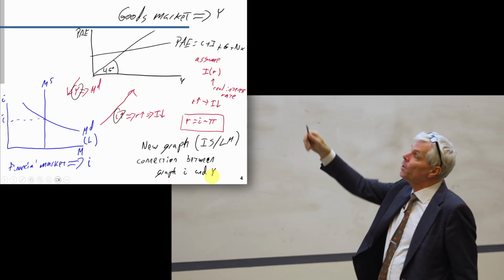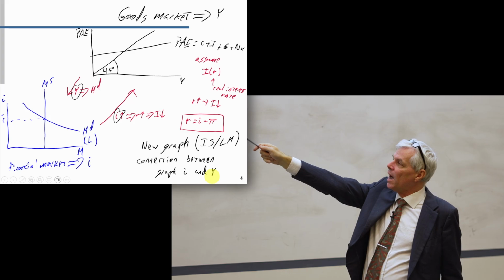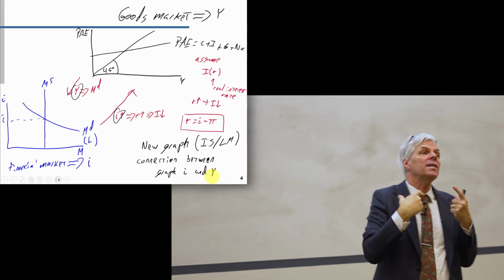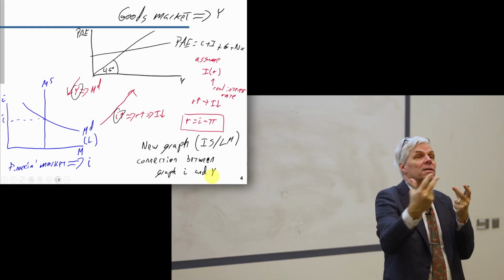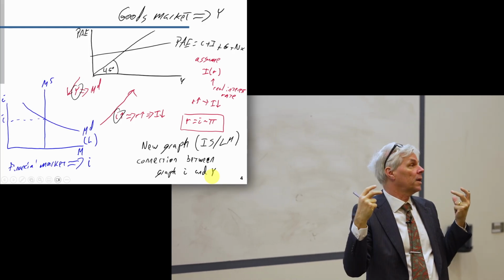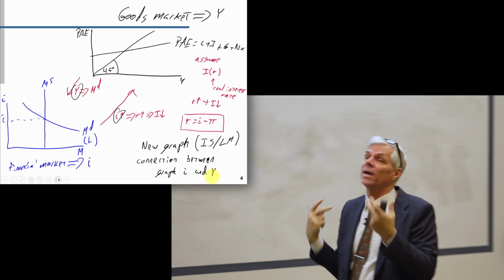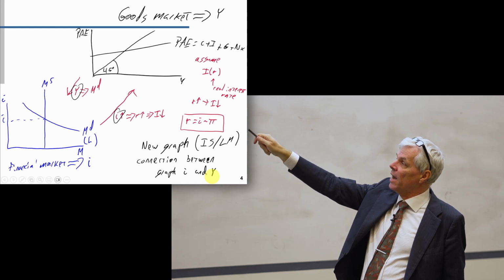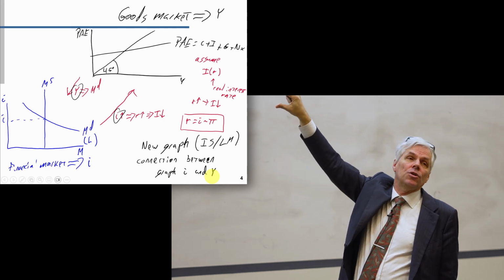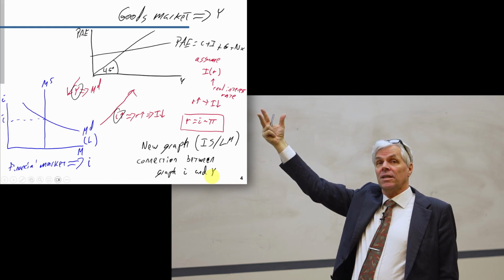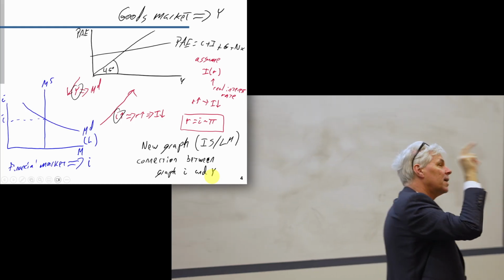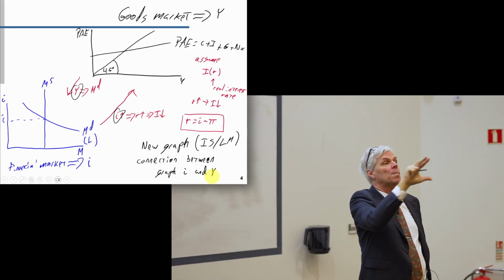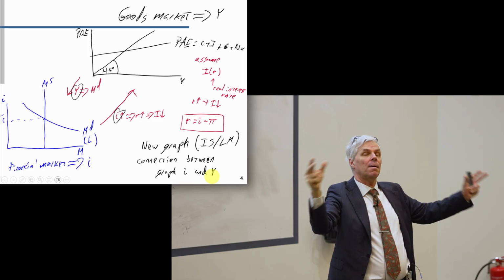Okay, so I'm going to build a graph that has I and Y on it, connecting these two industries. I'm going to look at these two markets, the goods market and the financial market, one at a time. First I'll look at this graph between I and Y, just looking at the goods market. That's going to give me my IS curve. Then I'll look at the graph of I and Y, just looking at the money market, and that's going to give me my LM curve. And only then am I going to put them together.